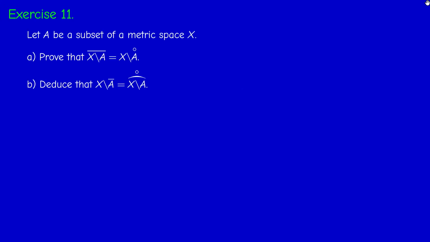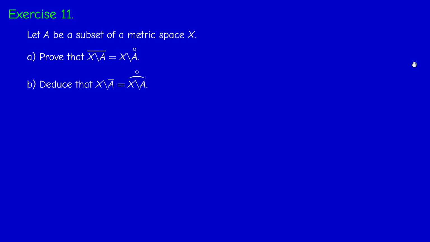So now we have to prove that in a metric space, the closure of the complement is the complement of the interior and vice versa. Actually, we can deduce A from B and B from A. Now, how do we prove that?